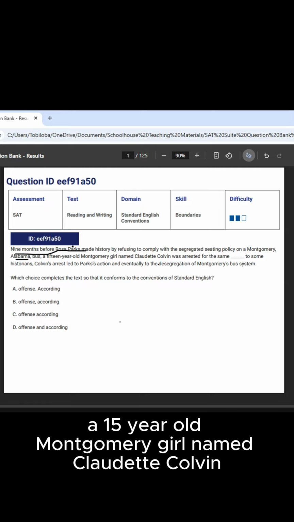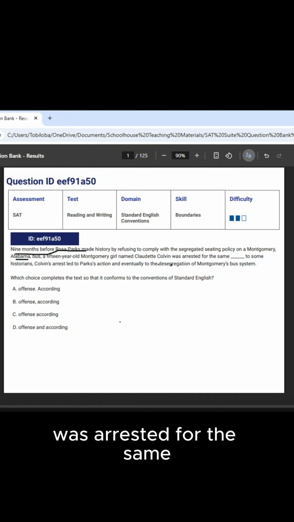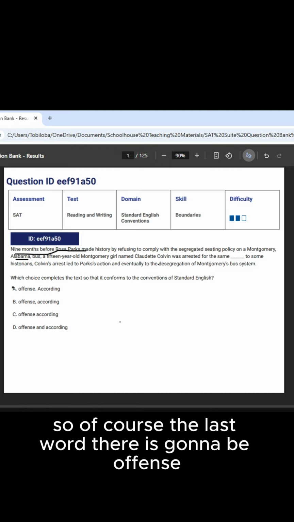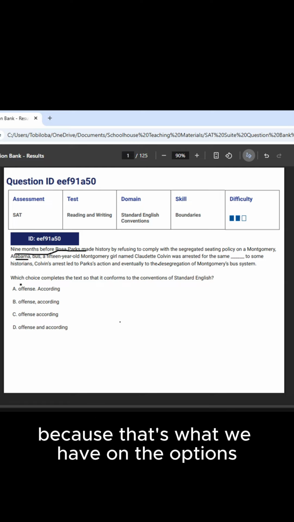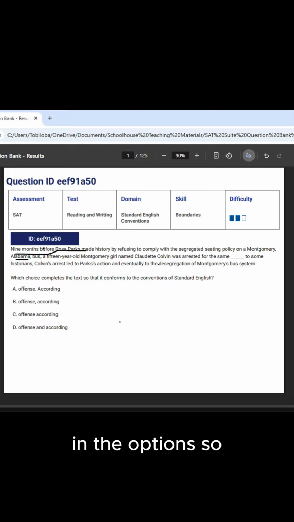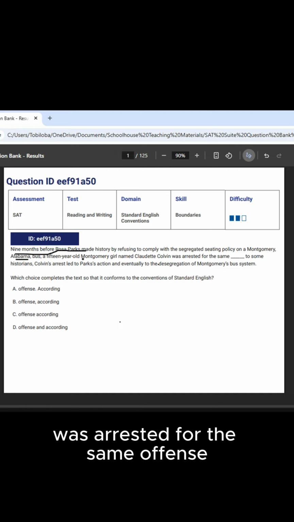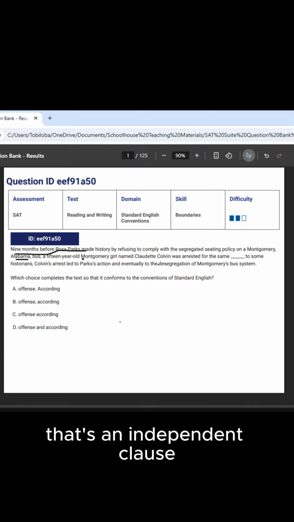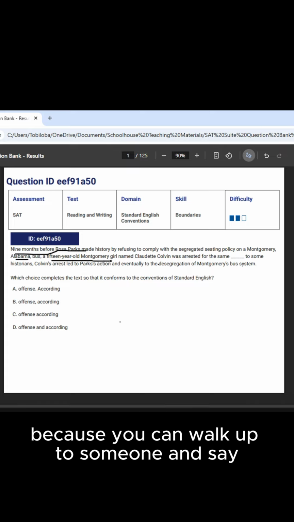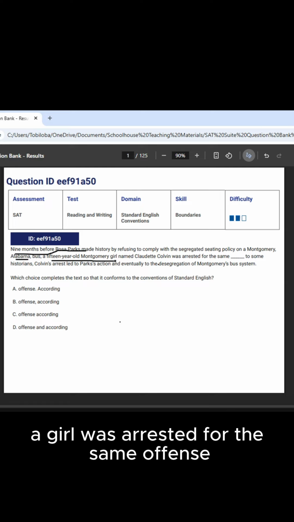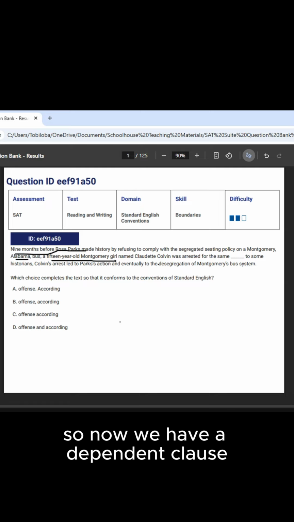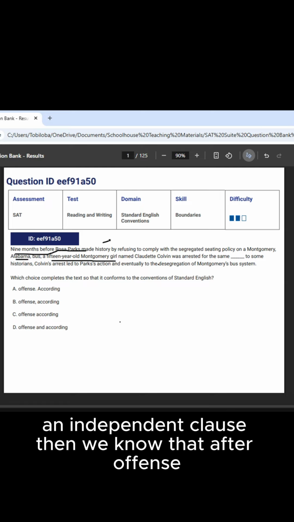So a 15-year-old Montgomery girl named Claudette Colvin was arrested for the same. So of course the last word there is gonna be offense because that's what we have in the options. So a 15-year-old Montgomery girl named Claudette was arrested for the same offense. That's an independent clause because you can walk up to someone and say a girl was arrested for the same offense. So now we have a dependent clause, an independent clause.